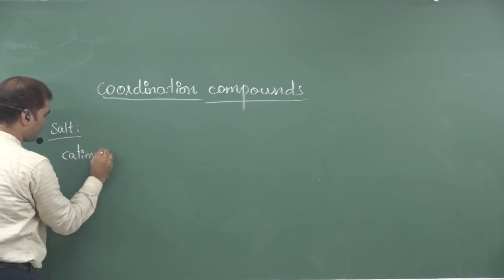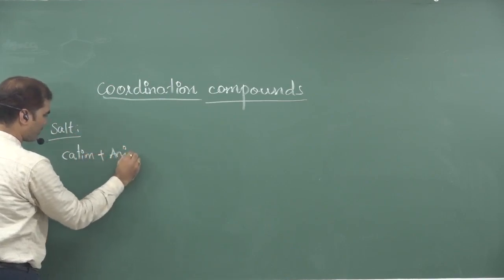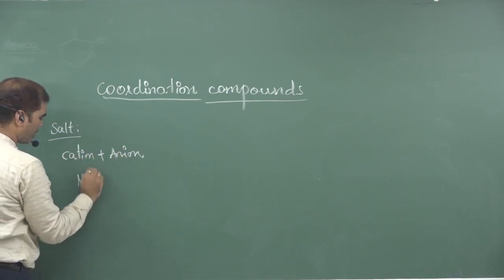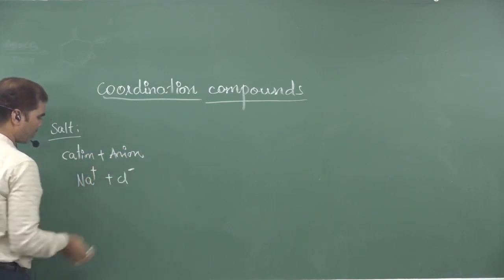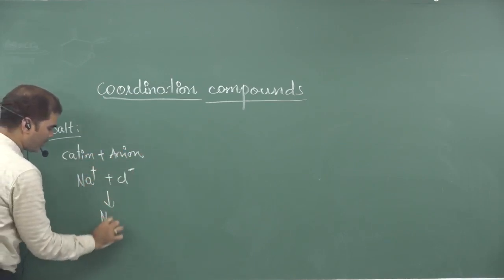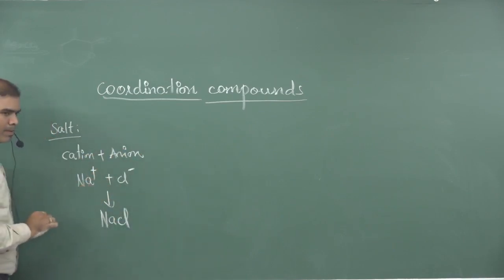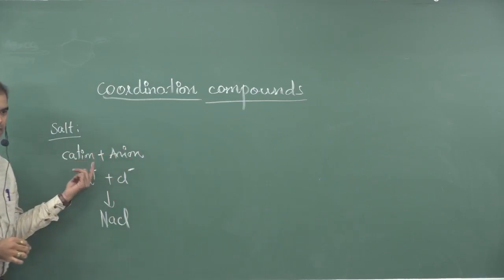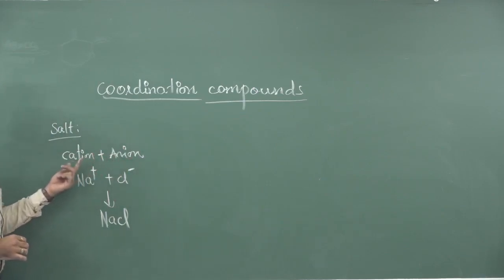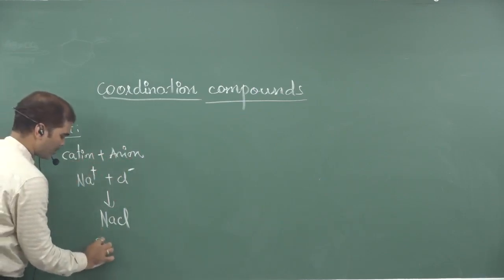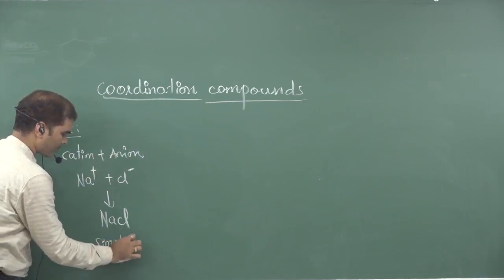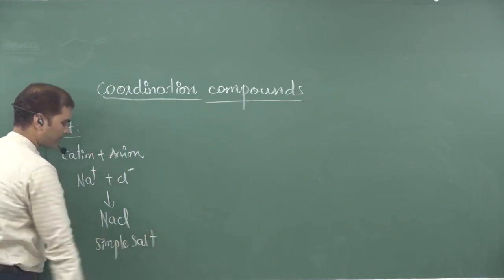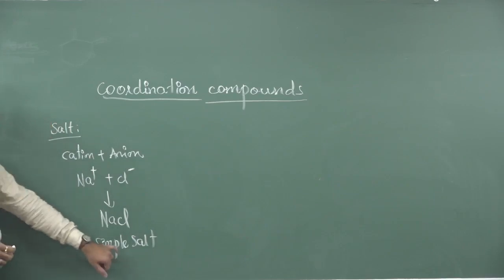Suppose I take a simple cation and a simple anion. Let me take a simple cation and a simple anion. Whatever you get is a salt. We simply call it as a salt. So what is a salt means it is the combination of a cation and an anion. You can call it as a simple salt. I am just calling it as a simple salt.